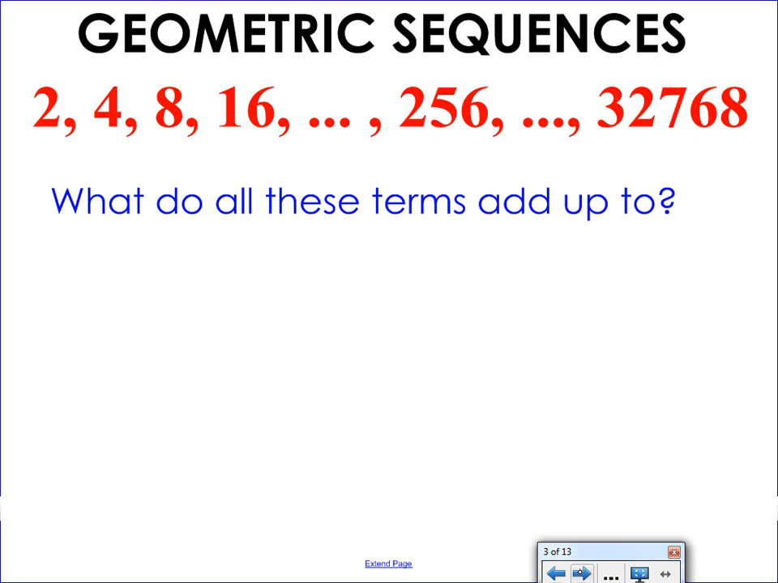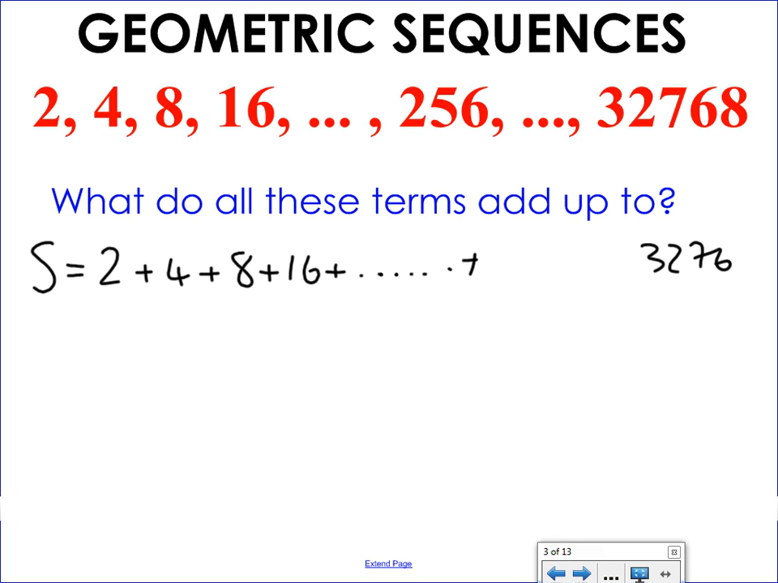Adding them up. What do they all add up to? Do you remember we had a clever trick before? We're going to have another clever trick. So we're going to have 2 plus 4 plus 8 plus 16 plus and so on, plus, what was the one before that? 16384. Now, the clever trick we're going to do here is to times everything by 2. And I'm not timesing everything by 2 randomly. I'm timesing everything by 2 because that's what the common ratio is.